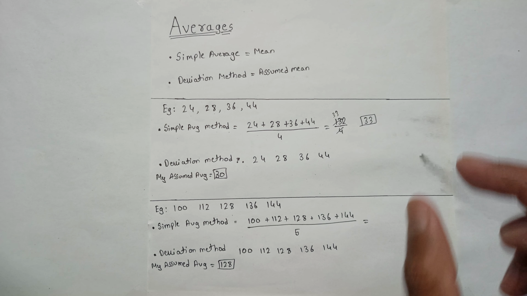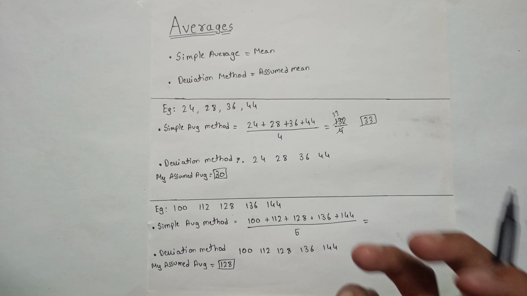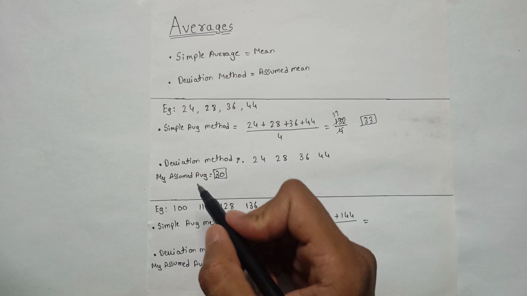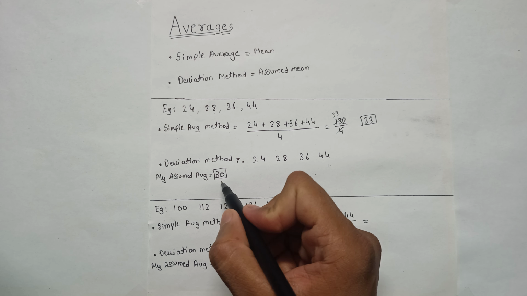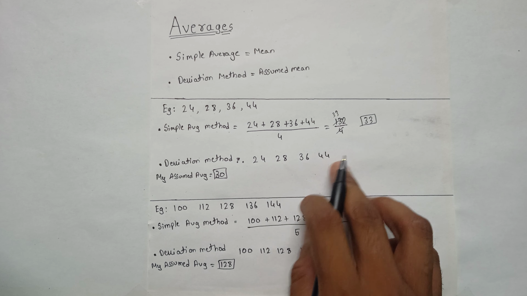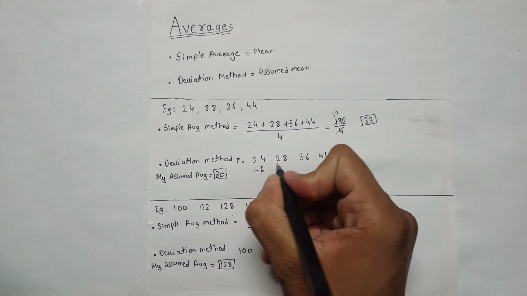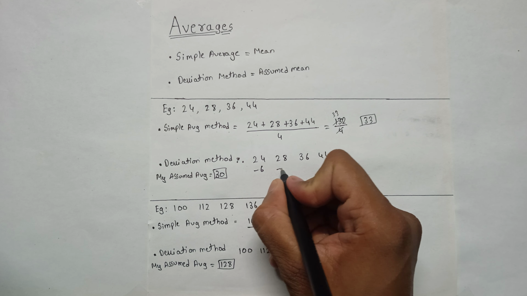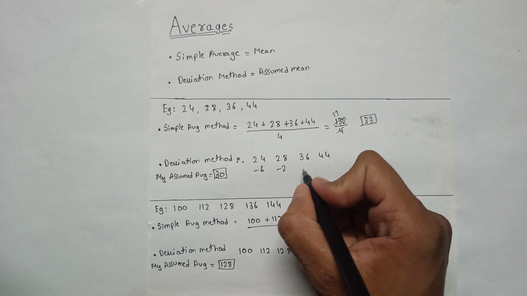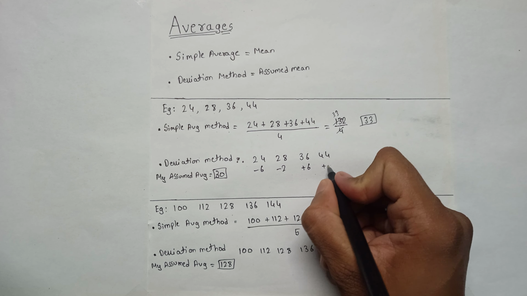Let's solve the same thing through the deviation method. In the deviation method, we assume the average first. Let's say I assumed my average to be 30. Now I have to subtract the average from all the numbers. 24 minus 30 will give me minus 6. 28 minus 30 will give me minus 2. 36 minus 30 will give me plus 6. And 44 minus 30 will give me plus 14.